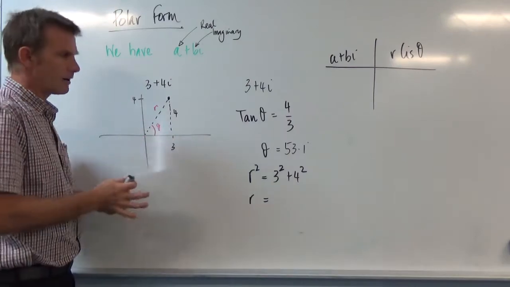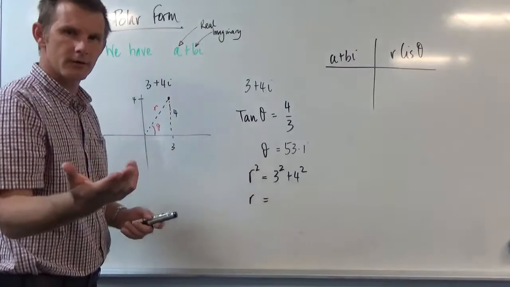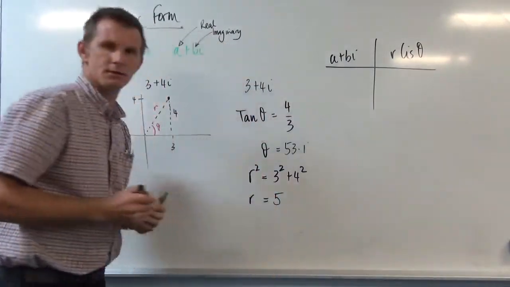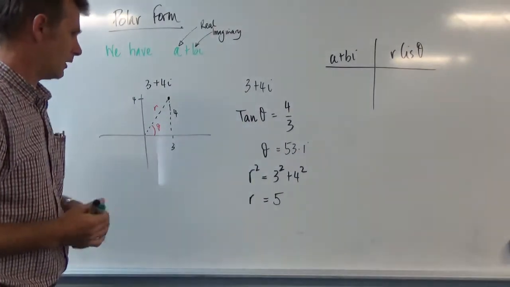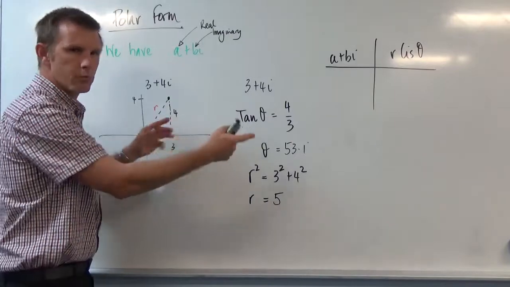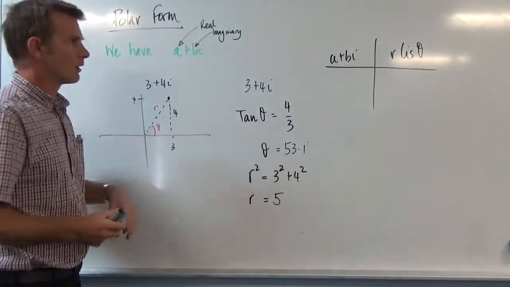In a similar way, and you can probably note I chose these numbers neatly, 3 and 4, Pythagoras' triplets. A 3, 4, 5 triangle is going to mean that one's nice and easy. Radius is going to be equal to 5. So I've got a radius of 5 and an angle of 53.1 degrees. Or we could put that in radians as well, whichever you prefer.